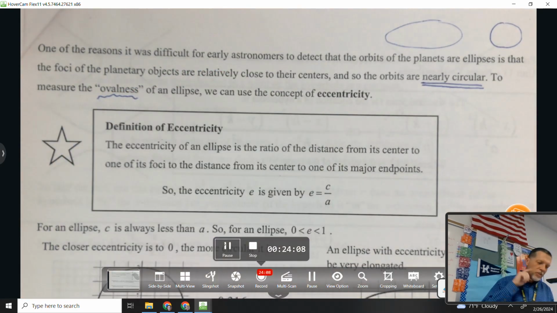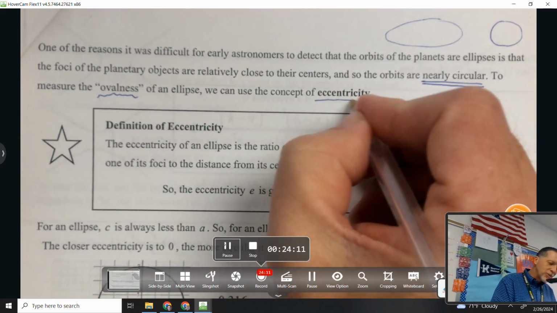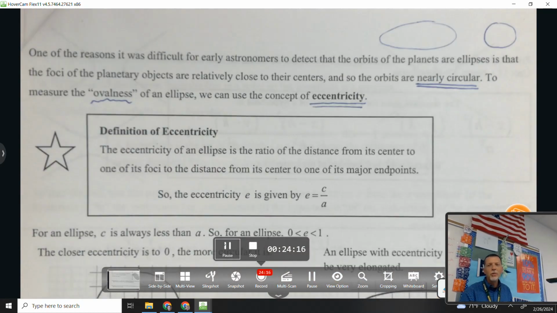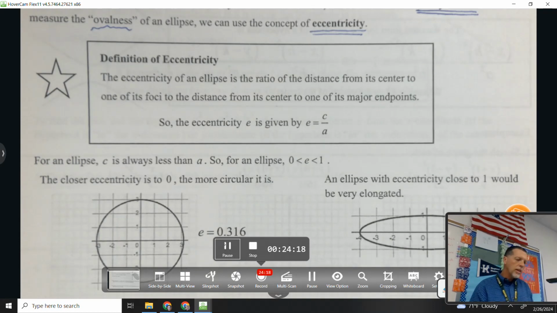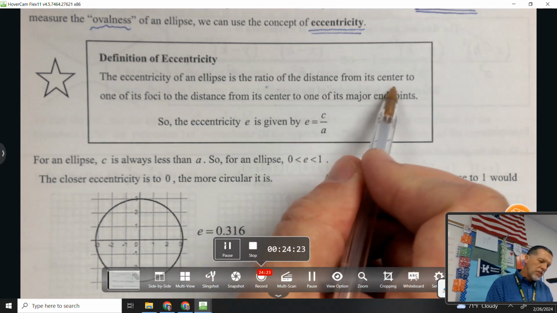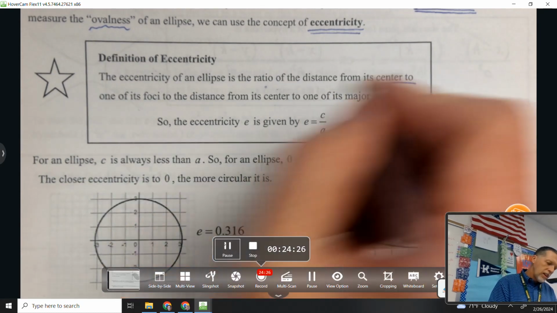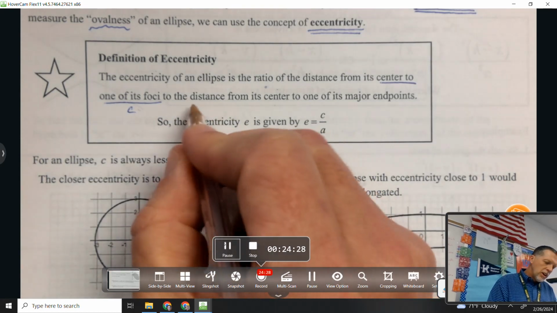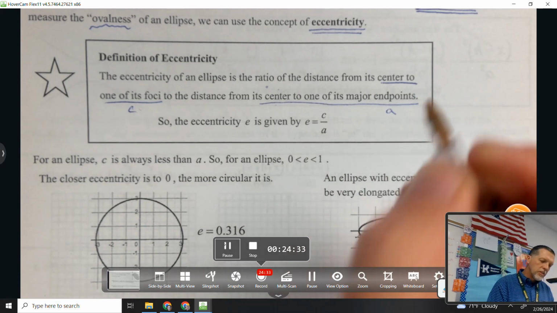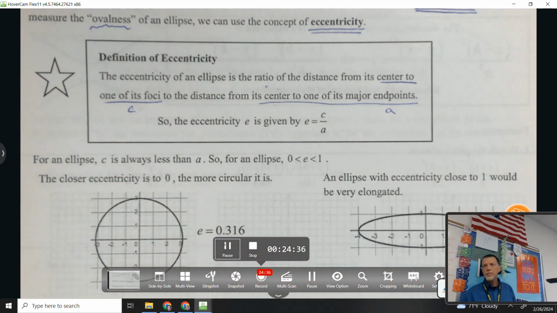Measure the ovalness of an ellipse. It's called eccentricity. Very eccentric. Some ovals are more eccentric than others. The eccentricity of an ellipse is the ratio of the distance from its center to its foci, that's C, to the distance from its center to one of its major endpoints. That's a lot of words to say eccentricity is C over A. C being the focal distance, A being the distance from the center on a major axis.